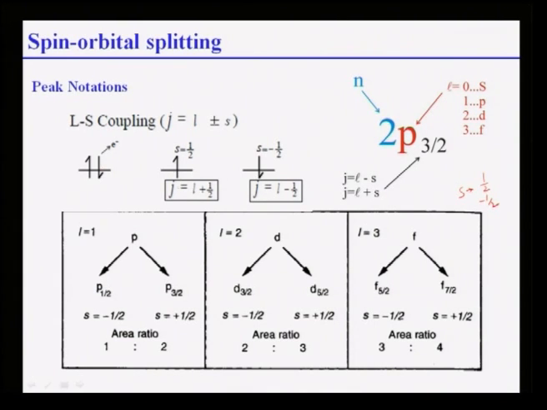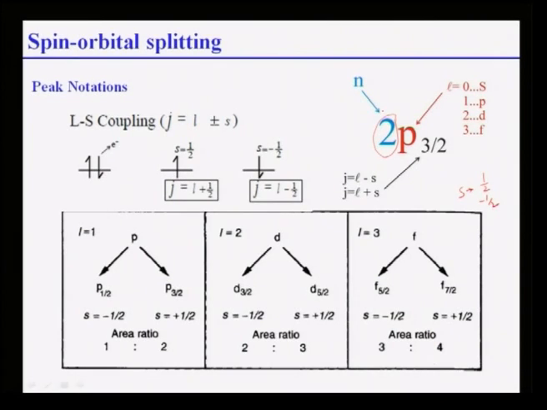So in this case, when it is up, J is equal to L plus half. If it is down, J is equal to L minus half. Okay. So first, the way peaks are noted: first is the principal quantum number, like 2p. As you know, 1s, 2s, 2p, 3s, 3p, that's how the principal quantum number actually goes. So the first digit in the peak notation corresponds to n, the principal quantum number.